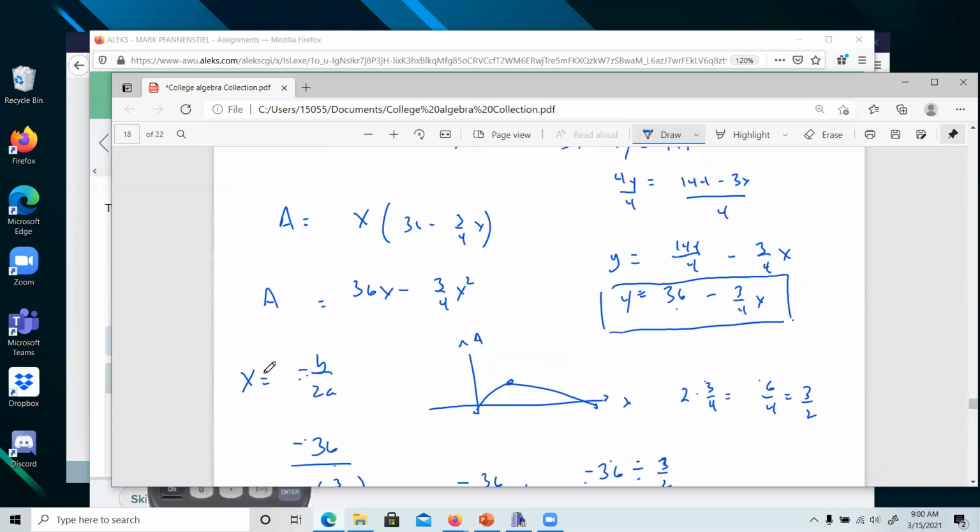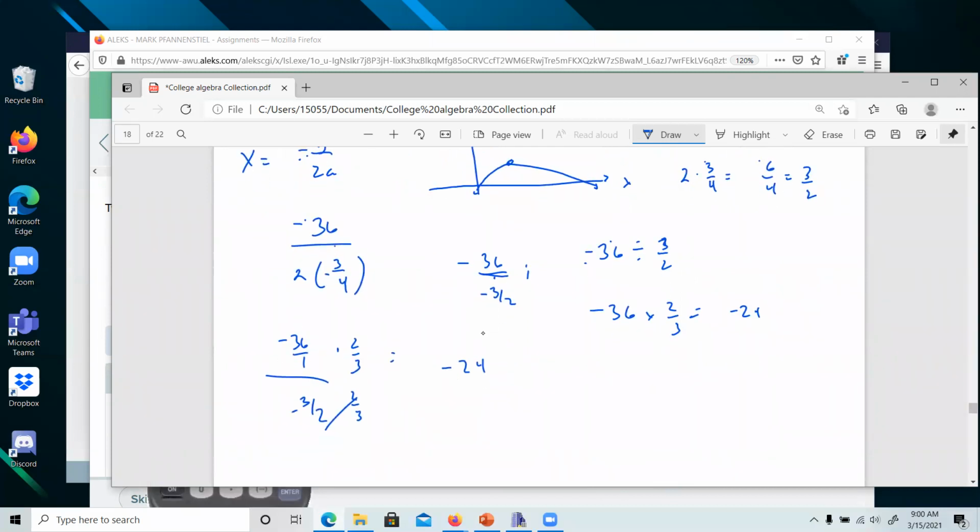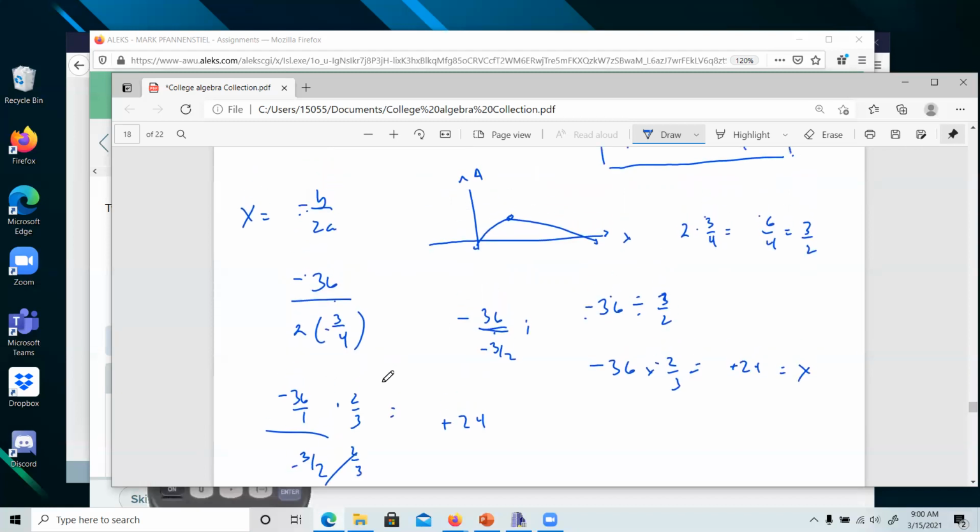Negative b over 2a. This is negative down here. What am I doing? It's negative down here. So negative times negative makes it a positive. So my x value, right? 36 times 2/3. That should be a negative. That's equal to my x value. All right. Either way. Okay.